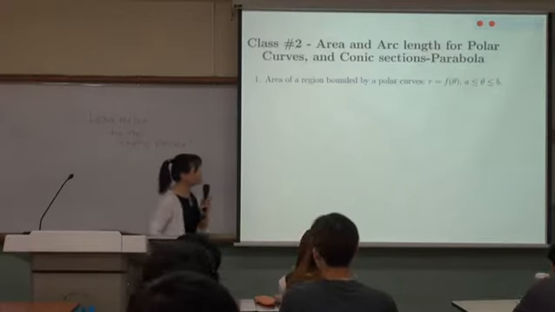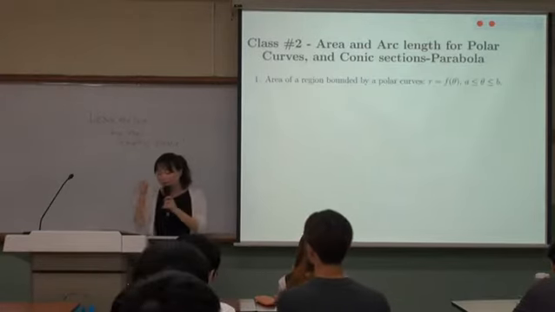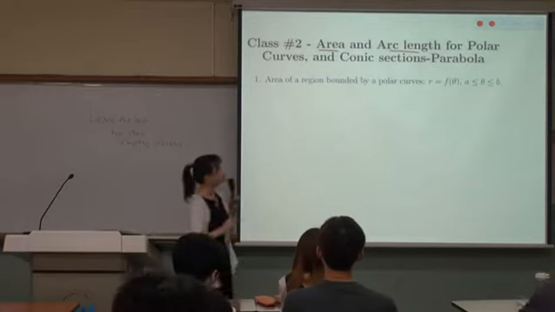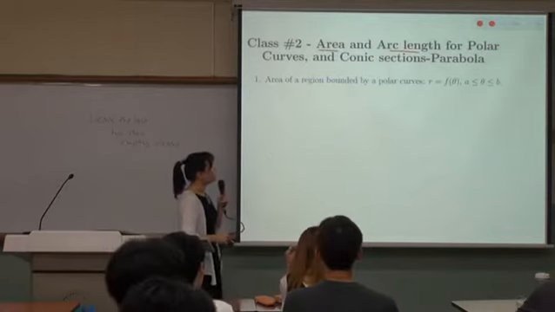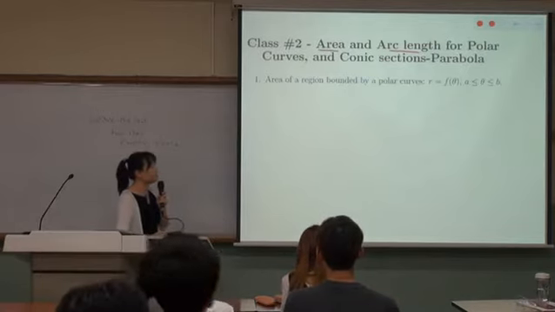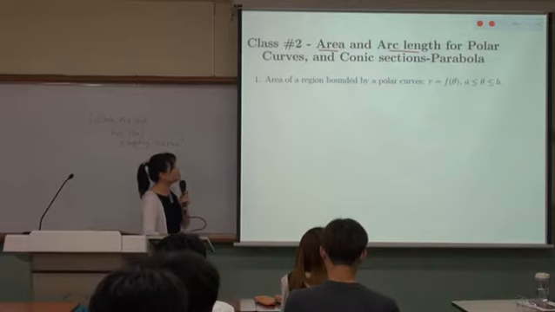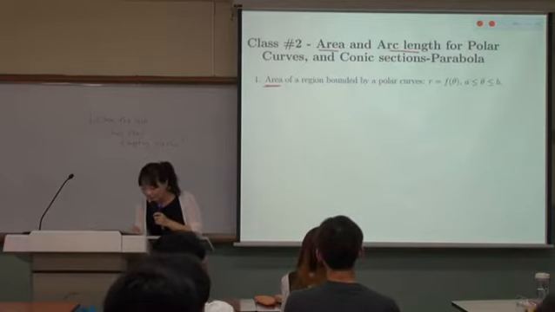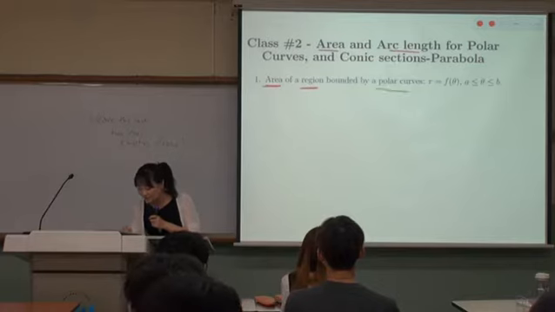So last time we did polar coordinates. Now we'll do area and arc length. Let's read the title. Area and arc length for polar curves and conic sections, parabola. So first of all, area of a region bounded by a polar curve.